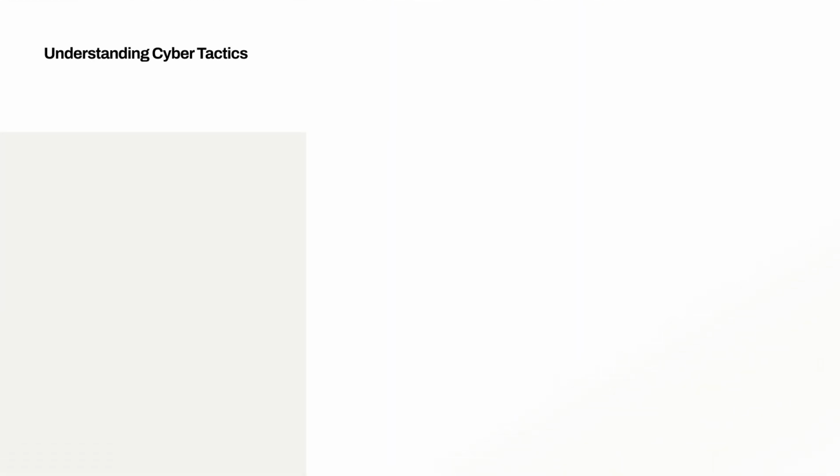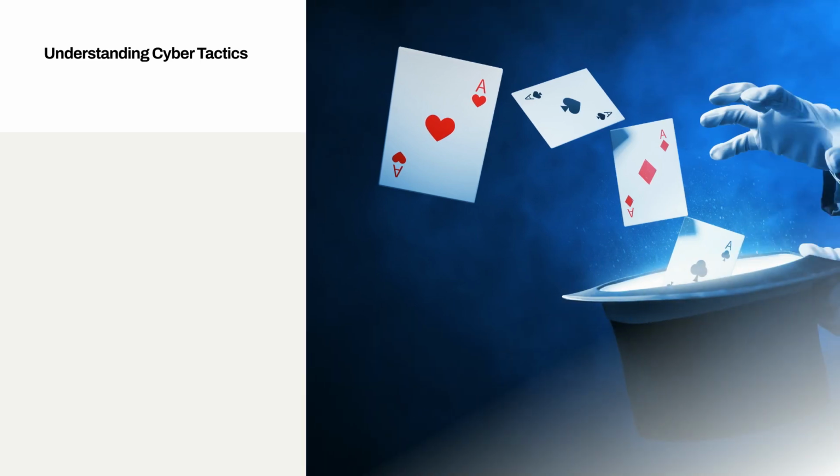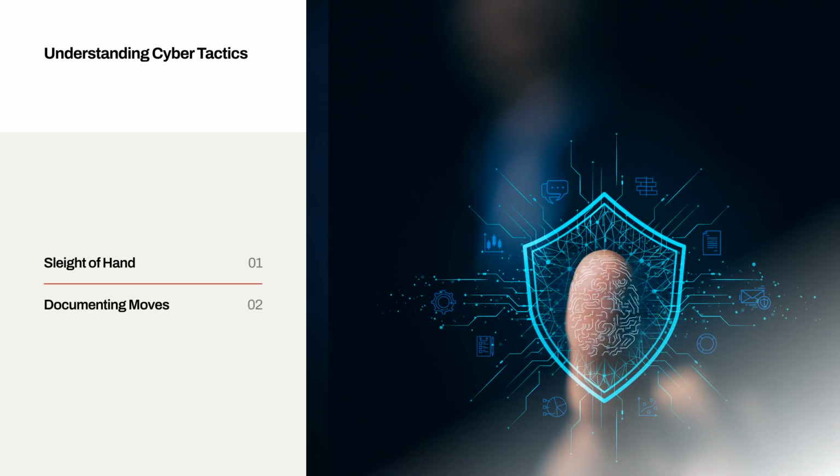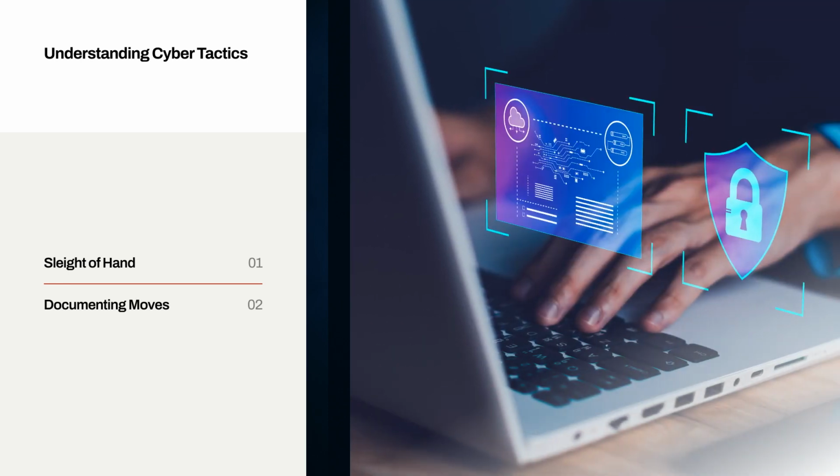Imagine you're trying to understand how a magician does their tricks. You'd want to know every sleight of hand, every misdirection, right? That's what MITRE did with the ATT&CK matrix. They set out to document all the moves cyber attackers make from the moment they enter your network to when they try to leave with your data. It's like watching a magician's performance in slow motion to learn all their secrets.